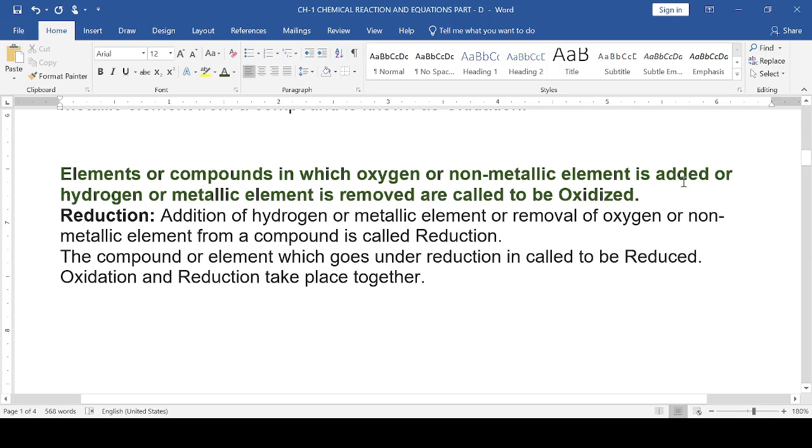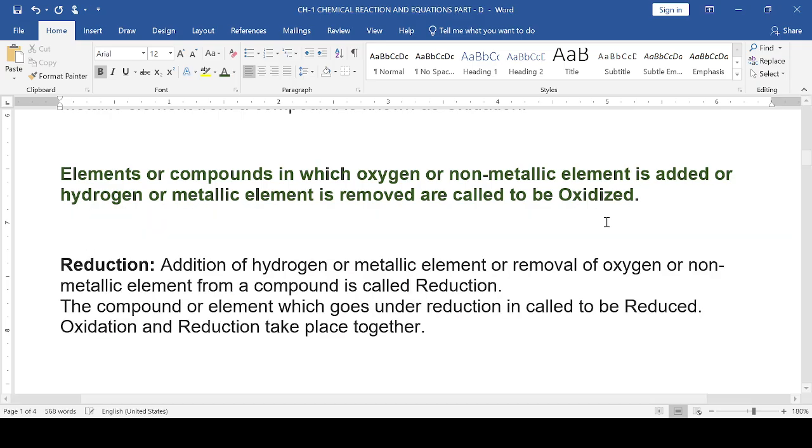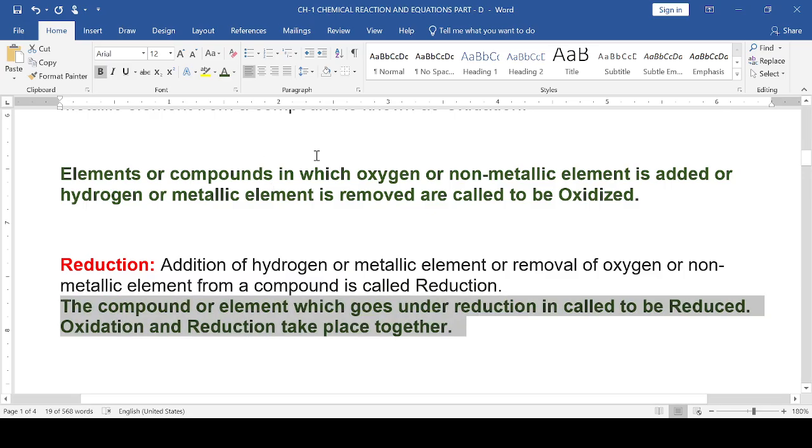Next comes reduction. What do you mean by reduction over here? Reduction means addition of hydrogen or a metallic element, or removal of oxygen or a non-metallic element from a compound. We call it reduction. And the compound or element which undergoes reduction is said to be reduced.